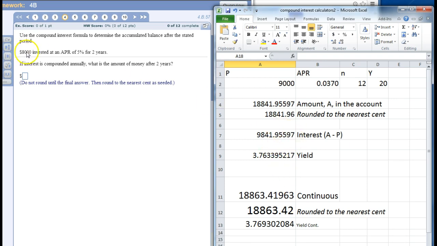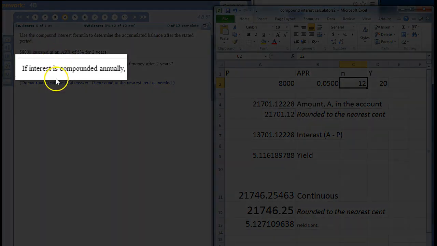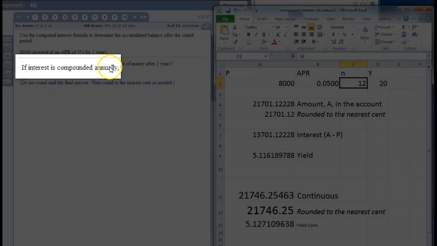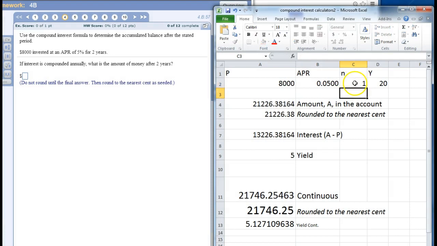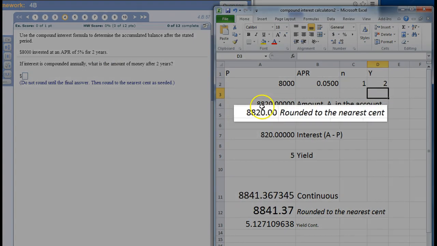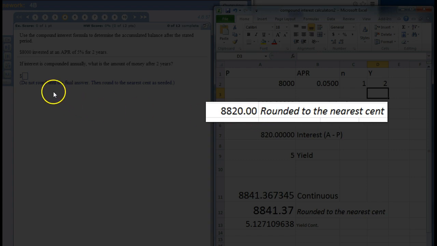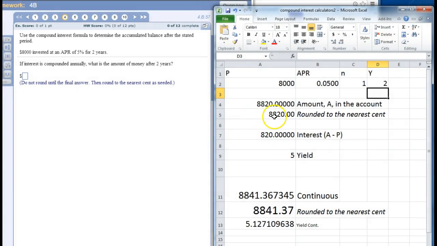But anyway, you put the numbers in here. It says 8,000 is invested at an APR of 5%. You write that as a decimal, so 0.05. And N is the number of compounding periods per year. So interest compounded annually. Annually means one time per year, so put a 1 there. And then the Y is the number of years, so I'll put a 2 there. So there's the amount. We want it rounded to the nearest cent, because it'll tell you to round to the nearest cent. So 8820 is our answer.